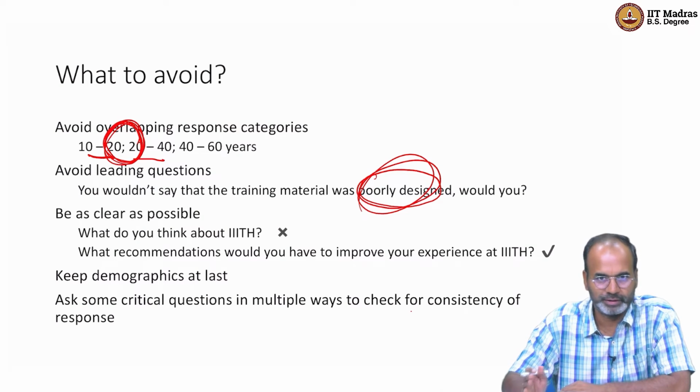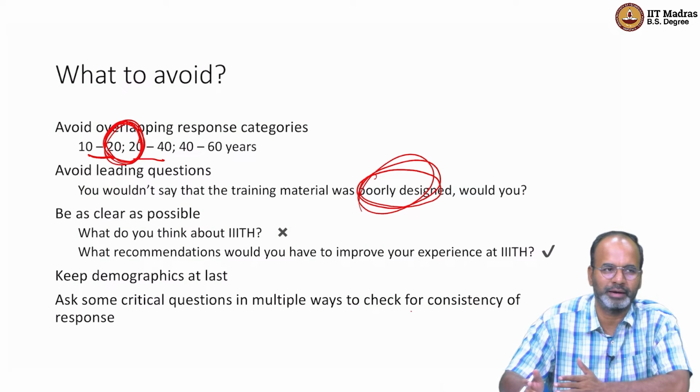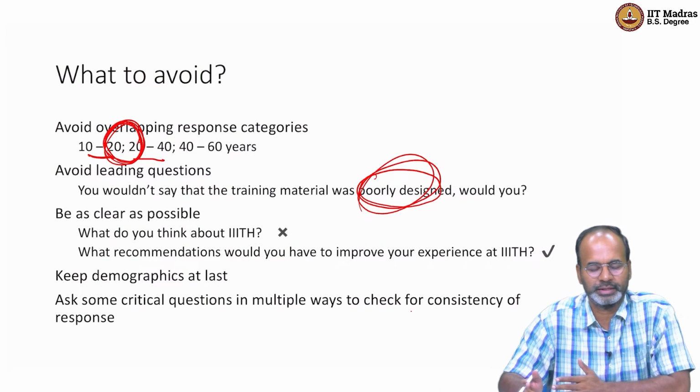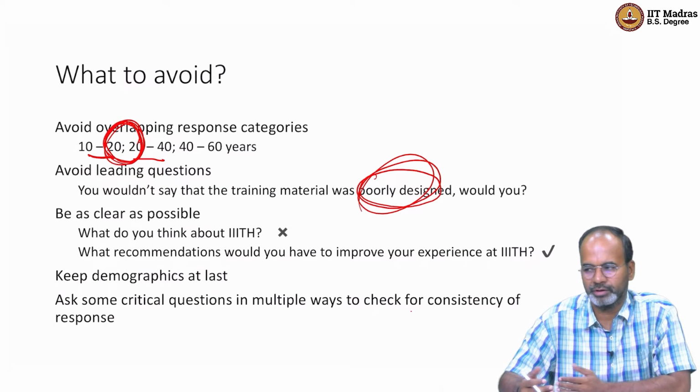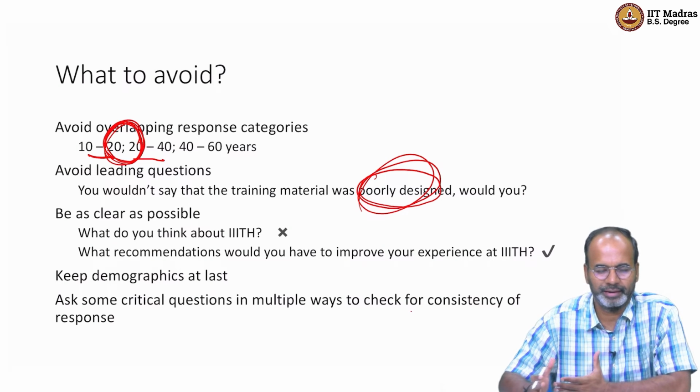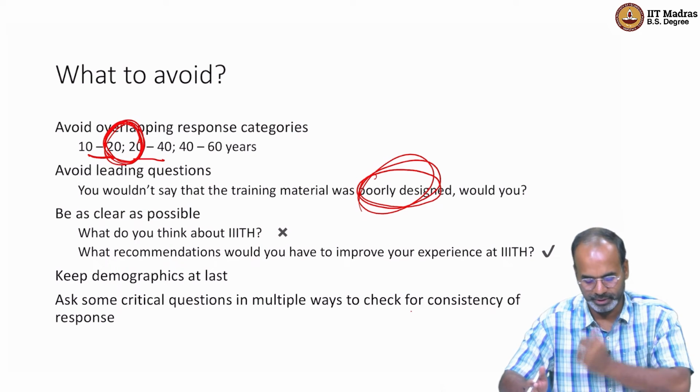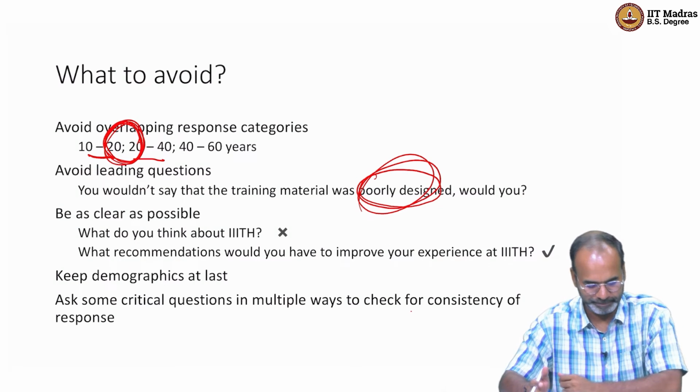Keep demographics at last, because if you put demographics first, users generally tend to think about whether there are any questions that they don't like you asking. Their perception of the study, their behavior, their thought process while giving responses is slightly disturbed, which can cause some concerns for the data that you collect.